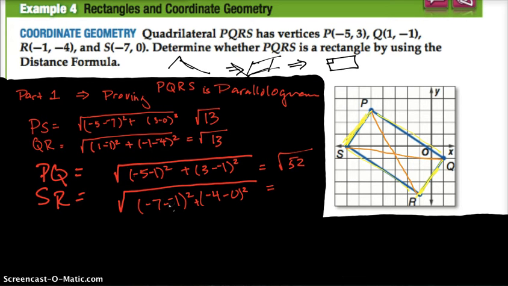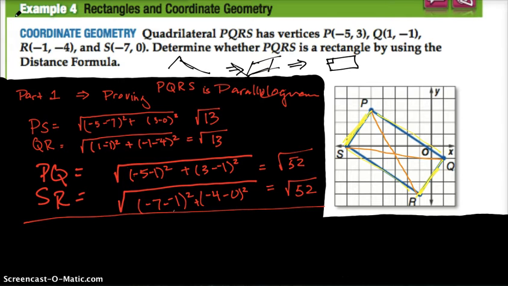Let's see what happens here. So we have -7 plus, because minus minus gives me a plus 1. -7 plus 1 is -6. -6 squared is 36. So that's going to be 36 here. And then -4 minus 0 is really just -4, and when I square -4, I get a positive 16. Same thing we got underneath the radical up here. So I'm going to have 36 plus 16, which gives me the square root of 52. So indeed, the first part that I have to prove is done. Yes, indeed, this is a parallelogram.